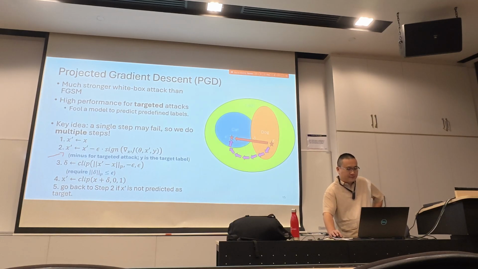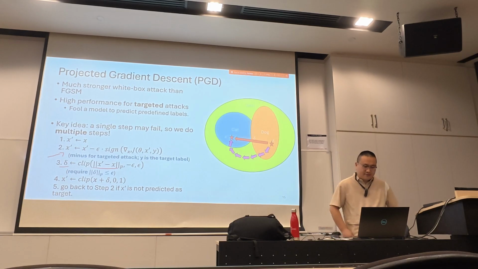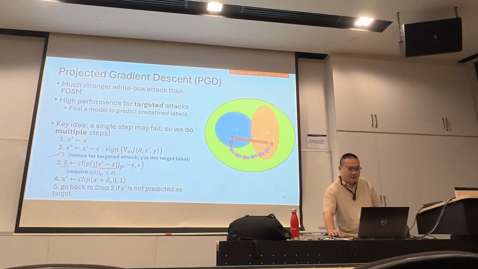So we calculate the difference between the attack and the original image, and we constrain the perturbation within our predefined epsilon, because we don't want the attack to contain too much noise. We constrain the noise using the Lp norm, and epsilon is the constant that we define. In this way, we constrain the perturbation within a small range. Finally, we add the newly calculated perturbation to the original image, and make sure that this is still a valid image.